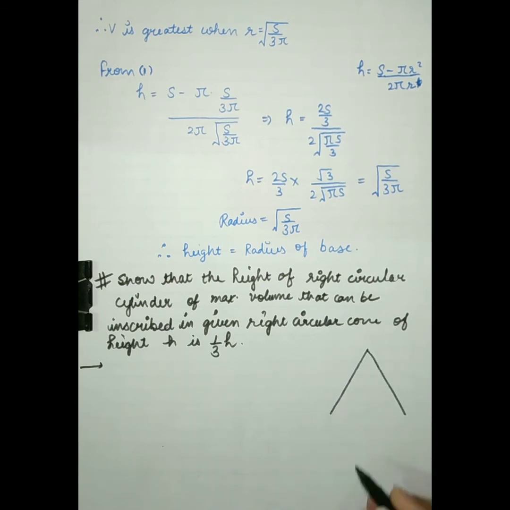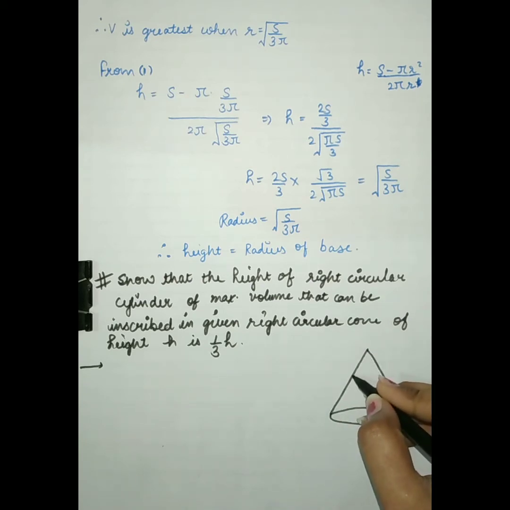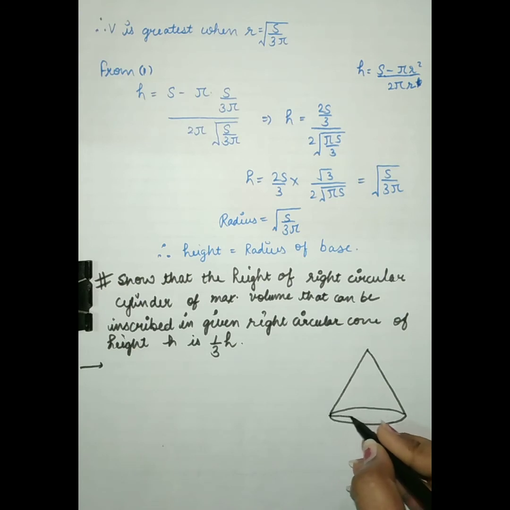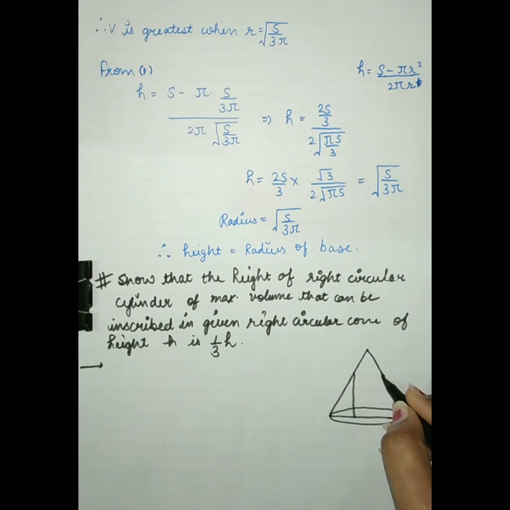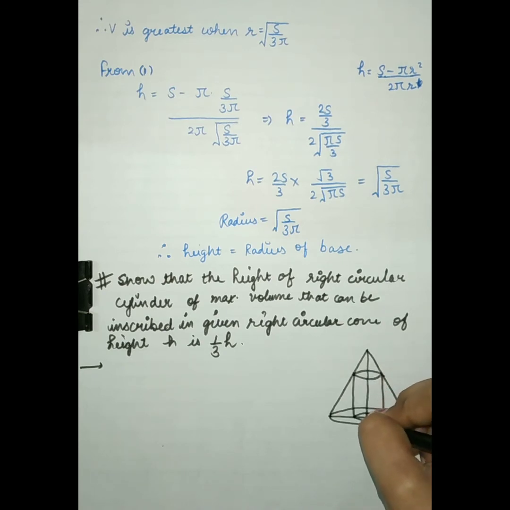In this cone, the cylinder inscribed in this cone, that means the cylinder is here. This is the cylinder. And the cone has height h, and the cylinder's height we will let be equal to y, and this is the radius of the cylinder.